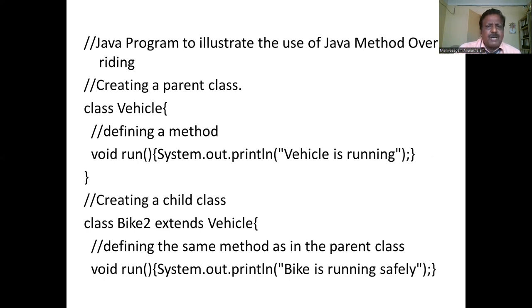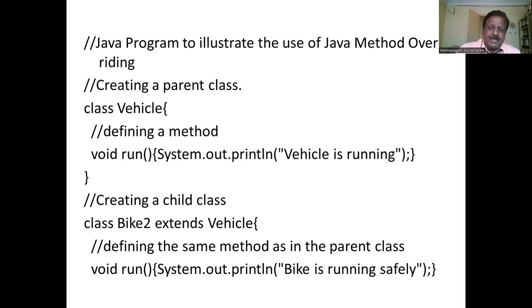overriding. Java program to illustrate the use of Java method overriding. This is a program for method overriding. Here two classes are defined, class Vehicle and class Bike2. Class Vehicle is the base class. Class Bike2 is the subclass, derived from the base class Vehicle. The base class contains a run method with a statement System.out.println "Vehicle is running". And class Bike2, the subclass, contains the same method, void run, with a System.out.println statement: "Bike is running safely".